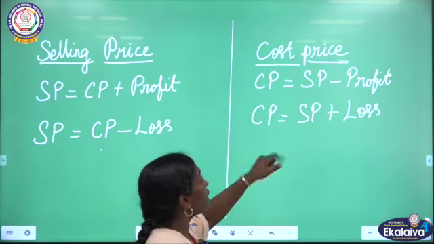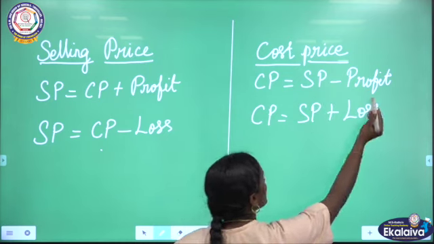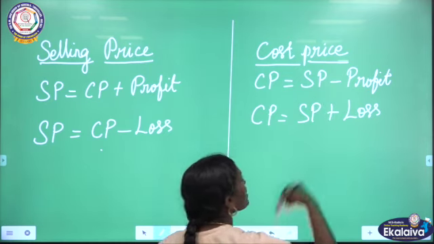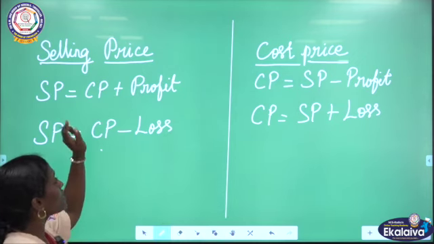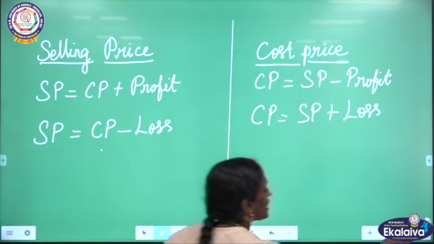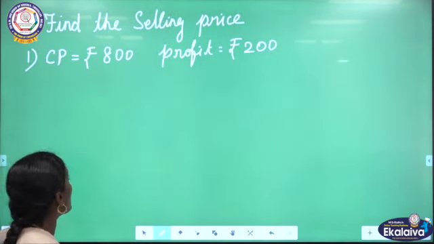Then this is the formula to find the cost price. Cost price is equal to selling price minus profit, and cost price is equal to selling price plus loss. Here we have formulas if profit is given or loss is given. Okay, by using these formulas we are going to find selling price and cost price. First we are going to find selling price.